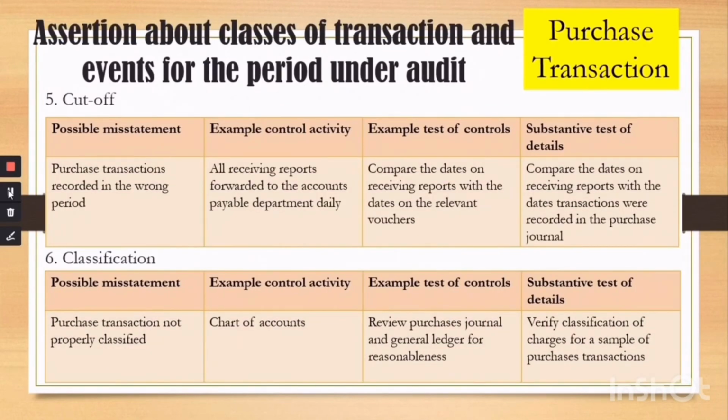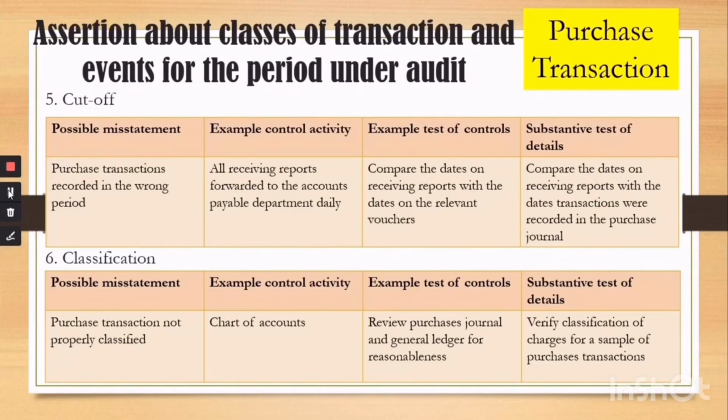Okay, so for the next assertion, which is cutoff, the possible misstatement is the purchase transaction may be recorded in the wrong period. So the internal control should have the responsibility to make sure that all of the receiving reports are forwarded to the accounts payable department daily. And if the auditor finds out that the internal control is ineffective, tests of control will be performed where the auditor will compare the dates on receiving reports with the dates on the relevant vouchers.